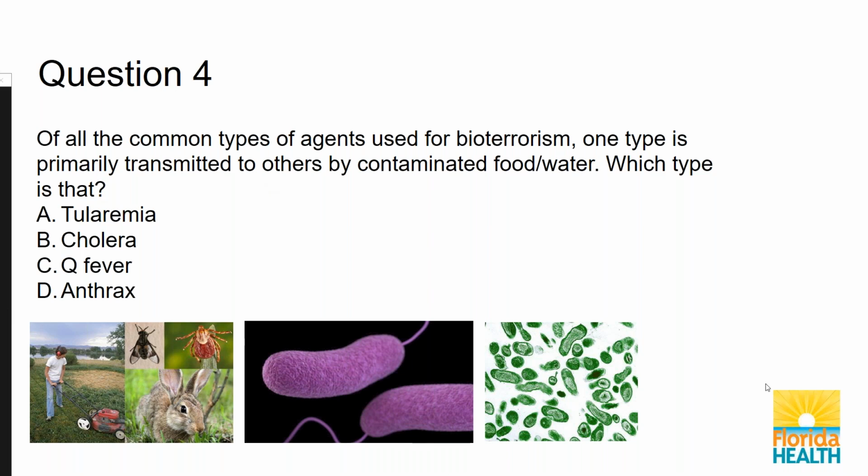Now, Q fever, and this is Vibrio right here, this purple one. Q fever is caused by Coxiella burnetii. And this bacteria is going to infect goat, sheep, cattle, and can be found in the birth products like the placenta, amniotic fluid, urine, feces, and milk of infected animals.